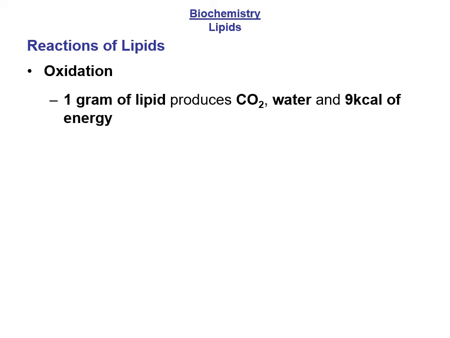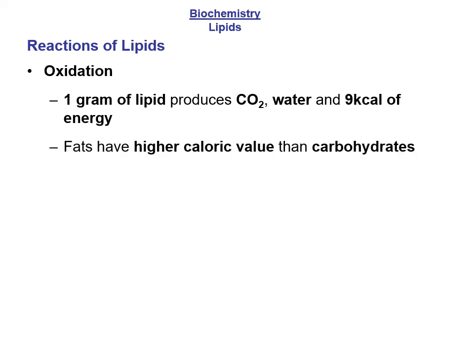And that's why when you look at survival shows, oftentimes they're looking for things that have high lipid content, high fat content to eat because you get more energy out of it. This is the basis of the ketogenic diet also. So fats have higher caloric value than carbohydrates do. Okay? The body will burn carbohydrates if they're there, but if you get rid of carbohydrates, then it will start to burn fat. So that's how we metabolize fats.